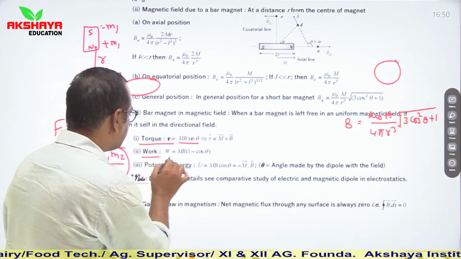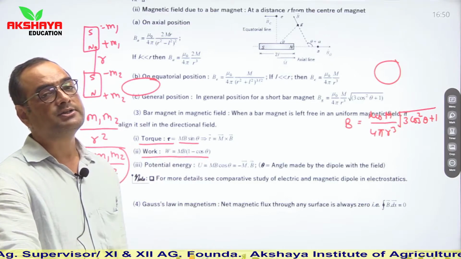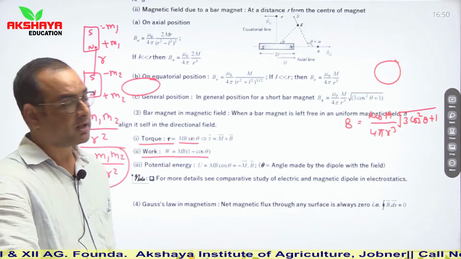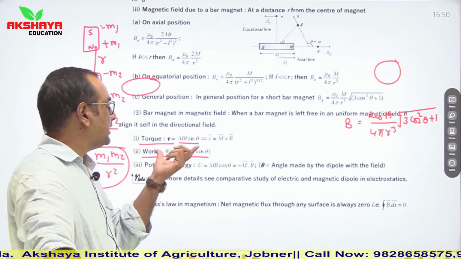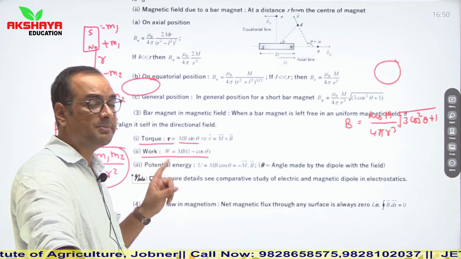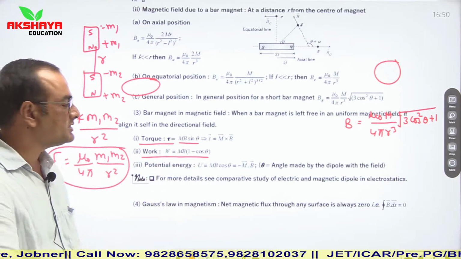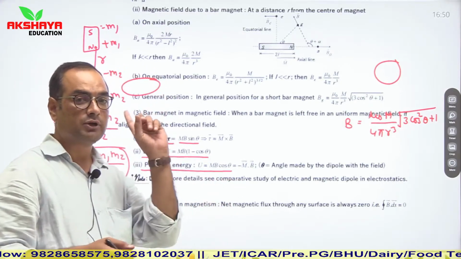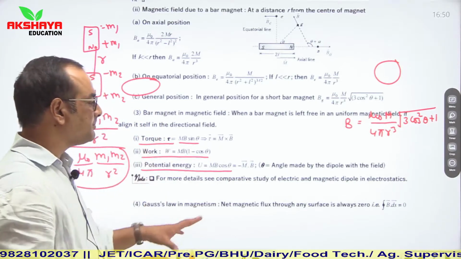If we talk about work done, then in electrostatics its relation was W is equal to PE (1 minus cos theta), while in magnetic field for a bar magnet, this relation is W is equal to MB (1 minus cos theta), where P is replaced by M and E is replaced by B. And potential energy is U is equal to minus MB cos theta, which is equal to minus PE cos theta in electrostatics. So these are some simple relations.